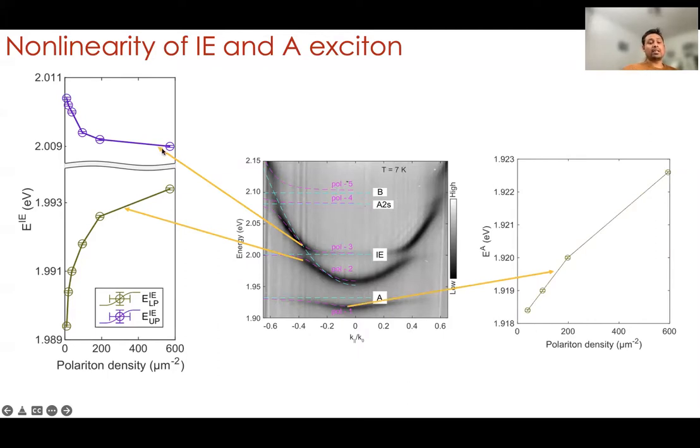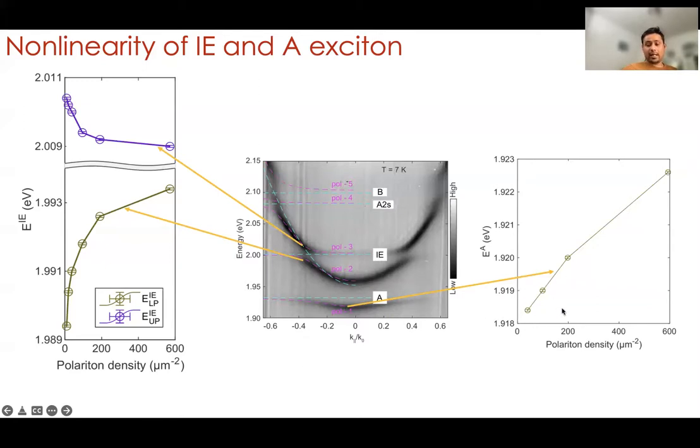So to benchmark the nonlinearity of the interlayer exciton-polariton, let's compare it with a regular exciton-polariton. In the same system, we have the bottom branch, which comes primarily from the A exciton-polariton. So we compare it with the A exciton-polariton, and again, we track the energy of this branch as a function of polariton density and plot the energy as a function of density.